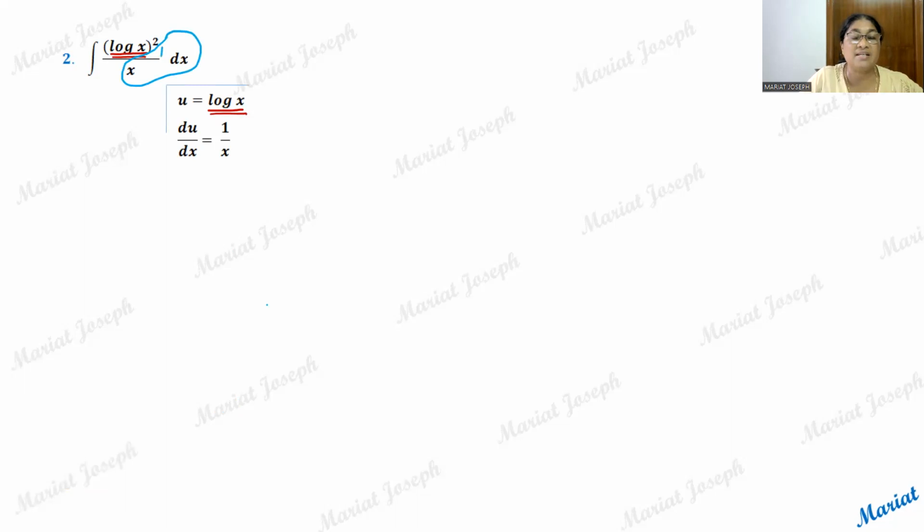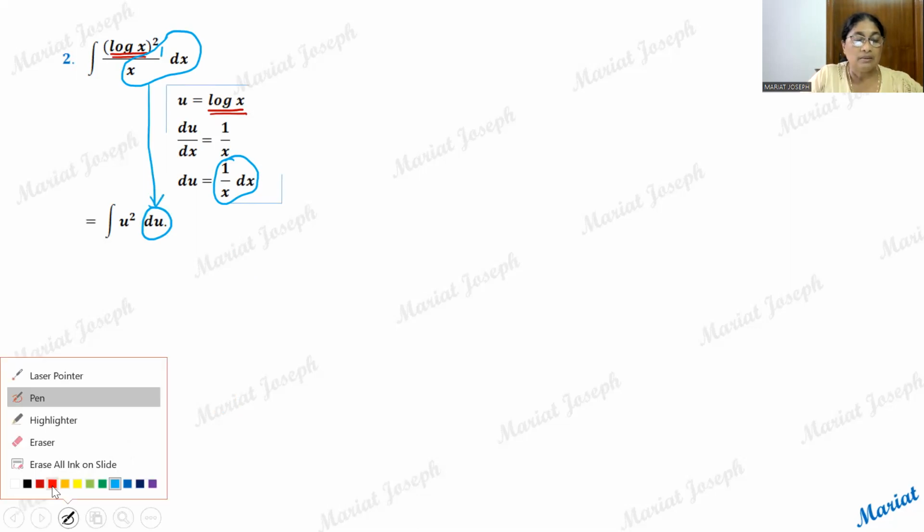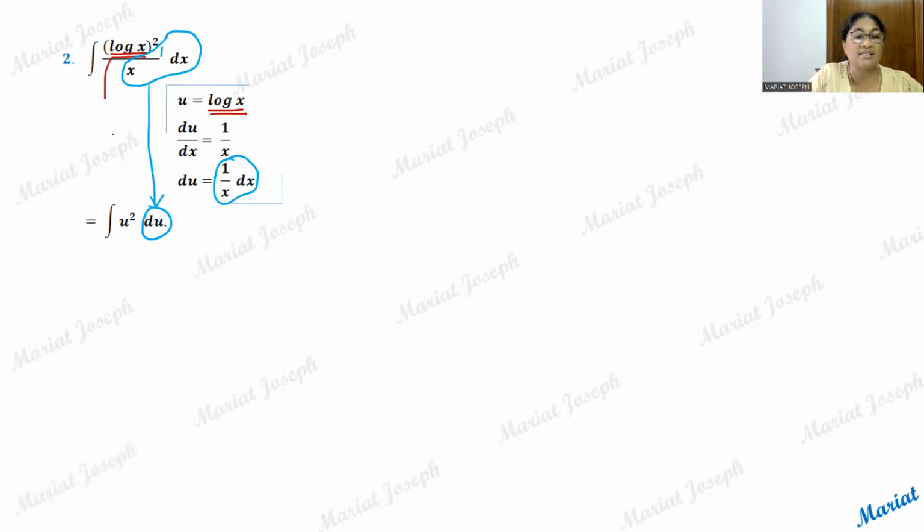Look, 1 by x dx is there. du by dx, if you cross multiply, we get 1 by x dx. This is why we can replace that as du. This whole thing is du. And log x was taken as u, so log x whole square will be u square. So the integration step has been modified to the integral of u square du.